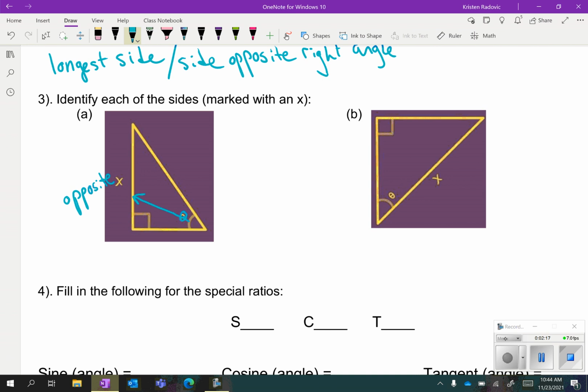So for the next one, here is theta, what we're looking at. The opposite would be here. Next to theta would be the adjacent because it's next to the angle. And of course, the side opposite the right angle, which is the hypotenuse, is our answer in this case.